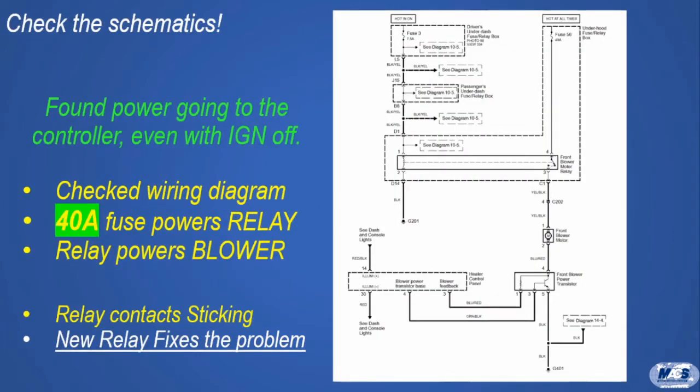Fortunately, before he did something like replace the HVAC control head or ignition switch, he took some time and looked at the wiring diagram. That turned on the bulb in his head because while the blower relay coil is on the ignition circuit, the relay contacts are on the feed circuit from the 40 amp fuse in the underhood relay fuse box. Yep, the relay contacts were sticking closed, and a new relay was the easy fix.